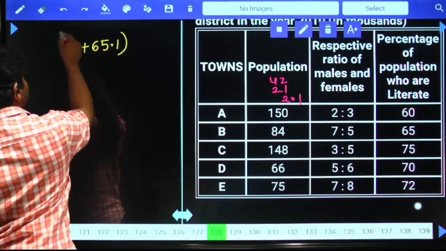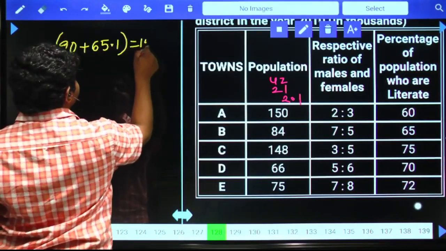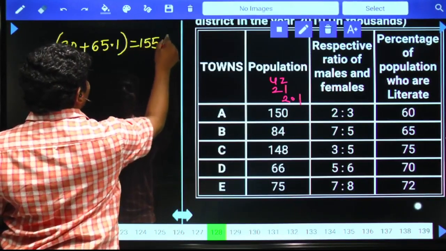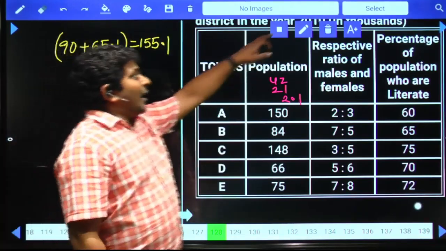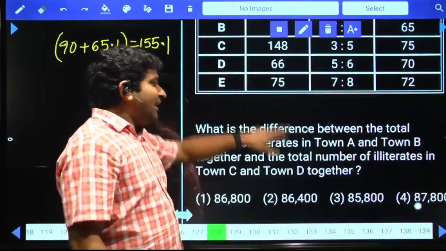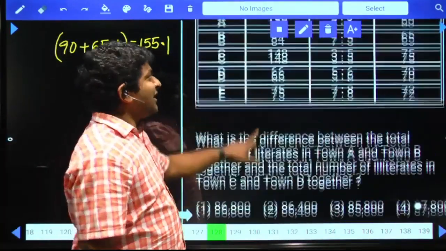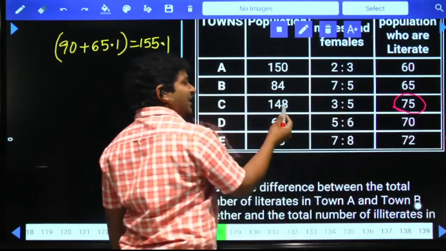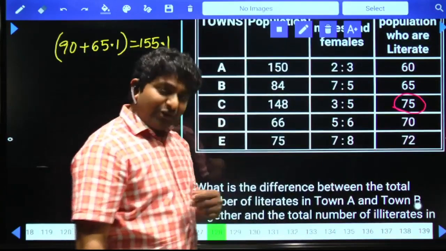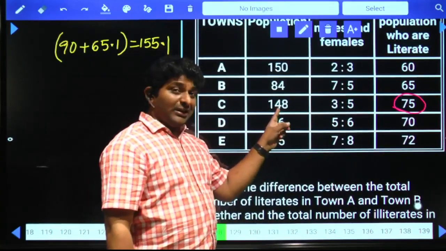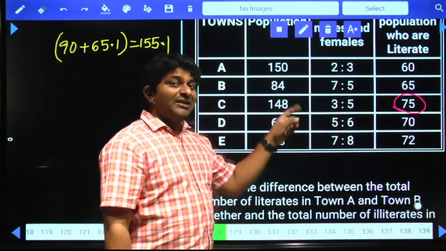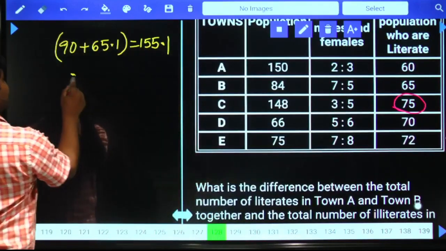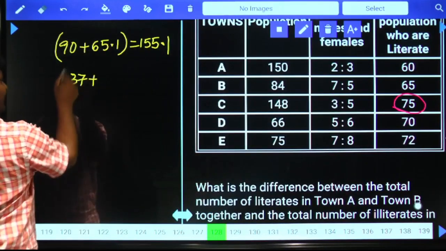65.1. These are literates. That value is 155.1. And then illiterates from CD together. If 75% are literates, illiterates are 25%, which is equal to 1/4. 4, 3 times and then 7 times. That is 37%.